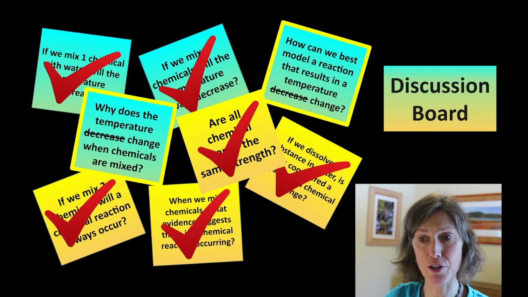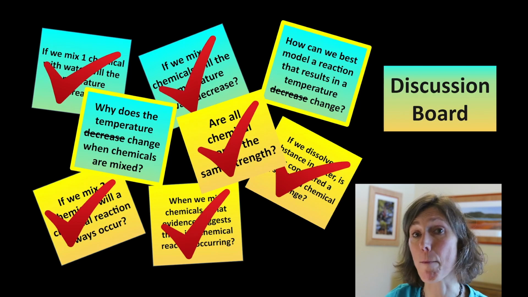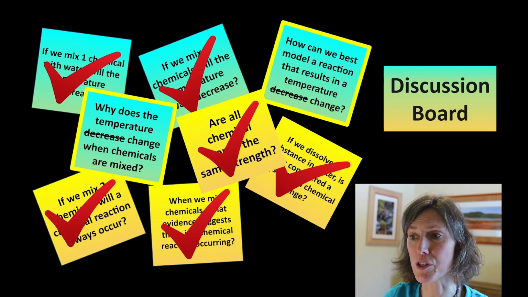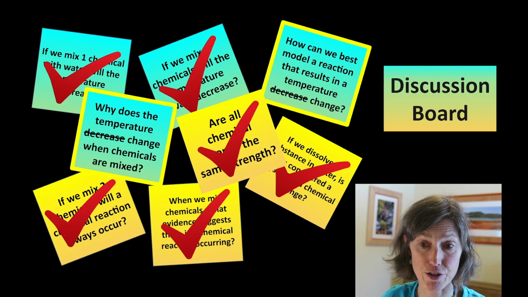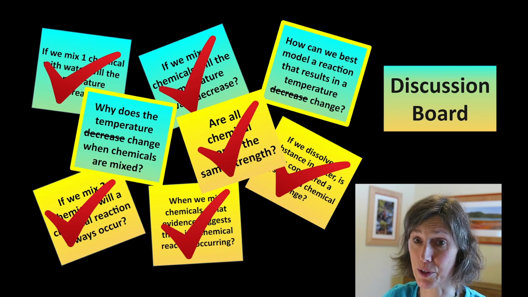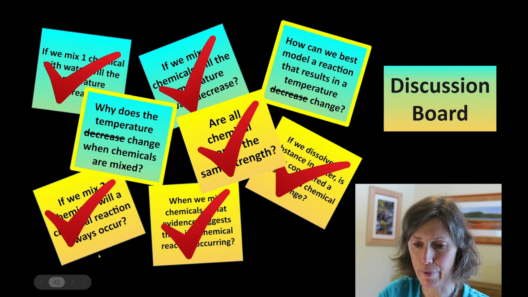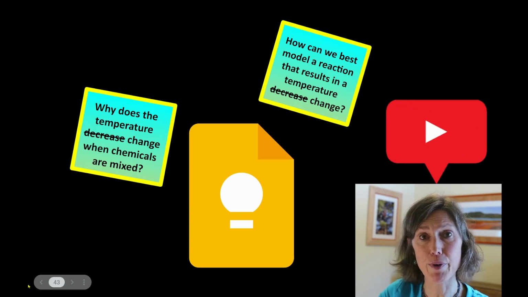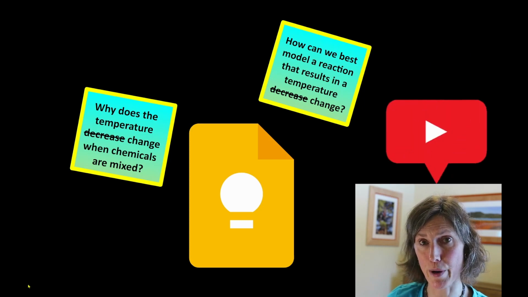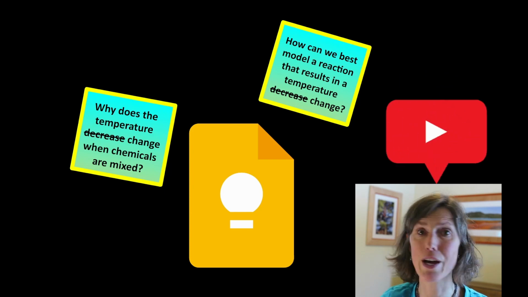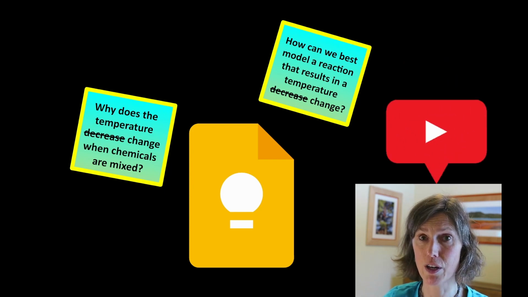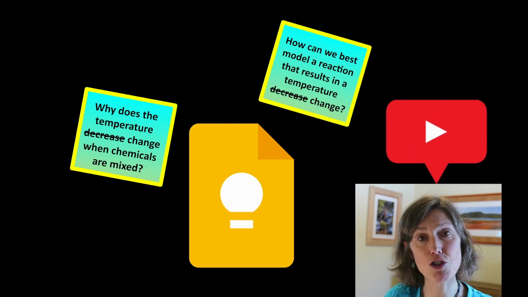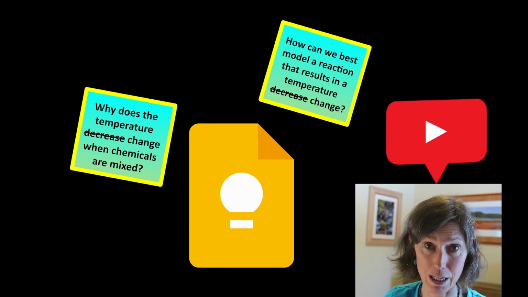This brings us back to our discussion board, and I've kept two questions there. Why does the temperature change when chemicals are mixed? And how can we best model a reaction that results in a temperature change? Changed from decrease. So, what should our students do? I'm going to encourage them to basically transfer those questions because, in my opinion, they are key questions based on this whole storyline and what they've done so far that should be transferred to Google Keep.